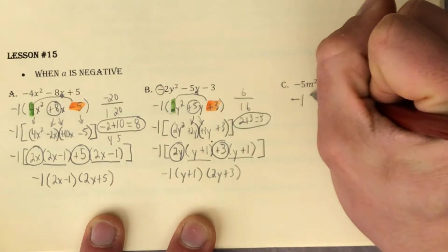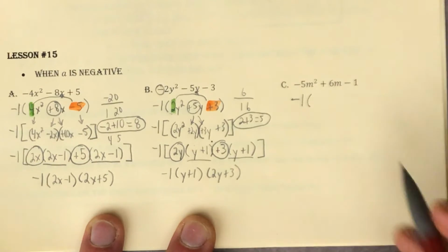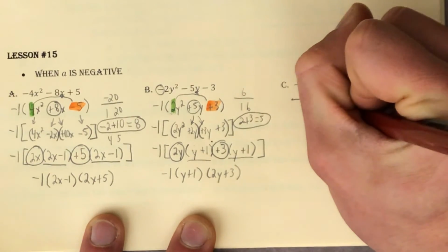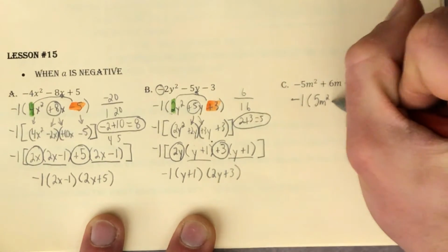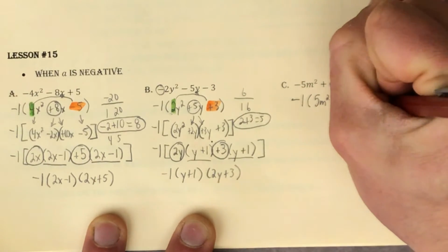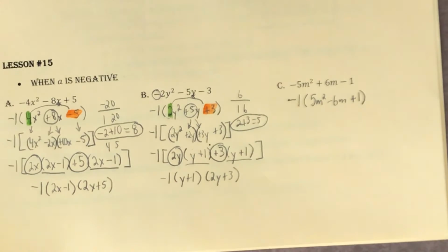What did I multiply -1 by to get to -5m squared? Well, remember, that's just going to switch every sign on these. So -5m squared becomes positive 5m squared. Positive 6m becomes -6m. And -1 becomes positive 1. And there we go. We factored out the greatest common factor of -1.